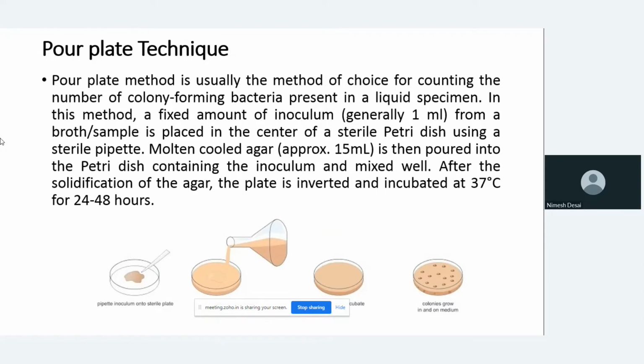What we do is take an empty Petri plate and inoculate the samples. After that, we take the molten and cooled agar media. The pouring temperature of the agar media should not be more than 45 degrees centigrade. By using an IR gun, we can measure the temperature of the agar. We pour it once, and after pouring, we solidify it and incubate at the desired temperature for the desired time duration for the growth of microorganisms.